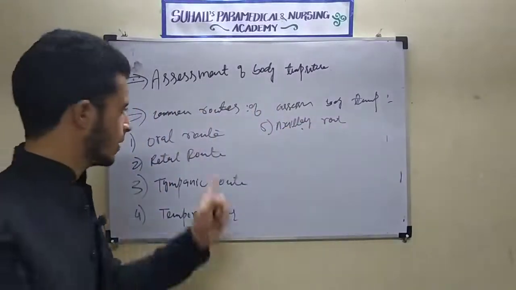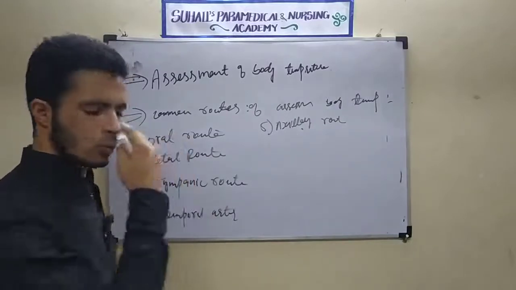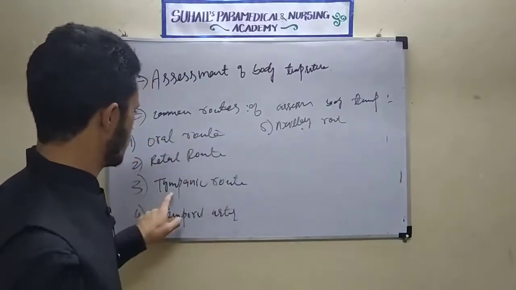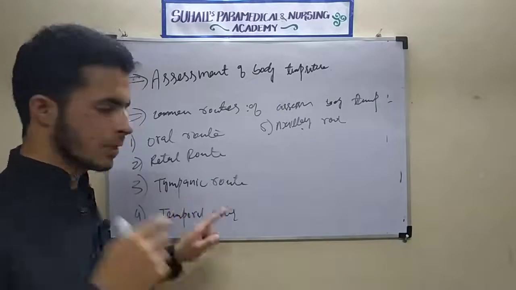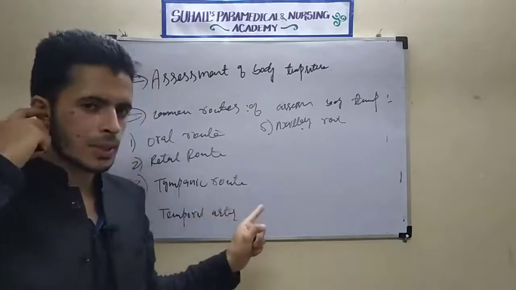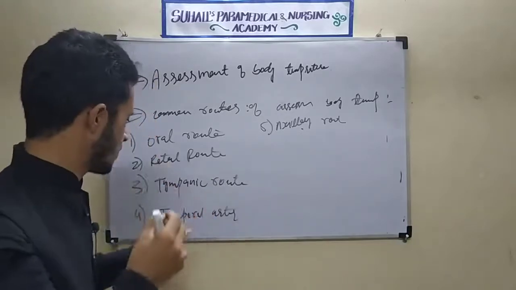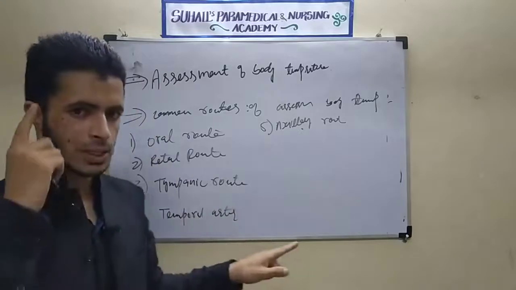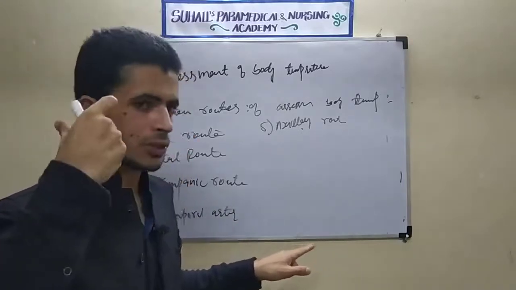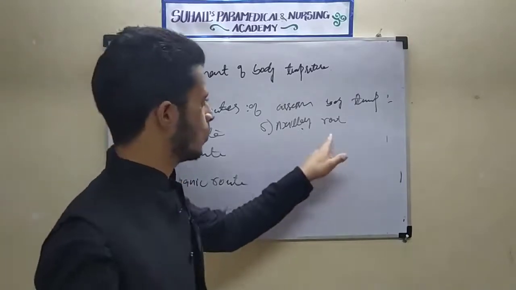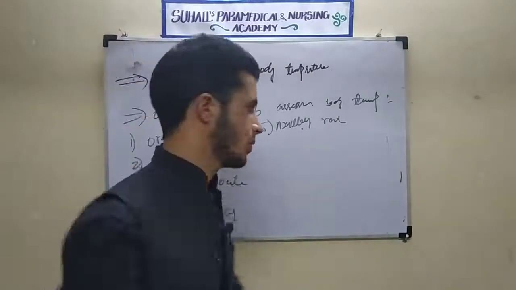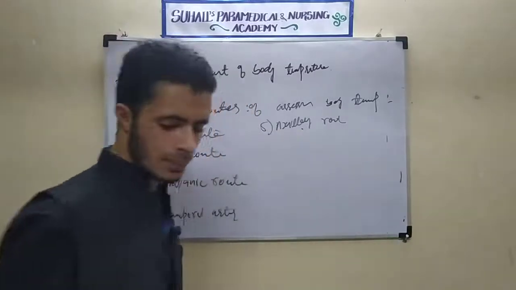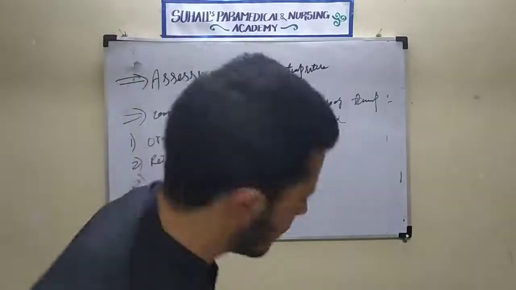What is the oral route? This is the oral cavity. This is the rectal route: through the rectum, through the anus, we are putting this. The tympanic route is through the tympanic membrane, which is inside the ear; we put it in the ear. The temporal route is the temporal artery, where we use a digital thermometer. The axillary route is the axilla region, which we use. These are the 5 methods of assessing body temperature. Now first I will take oral temperature.